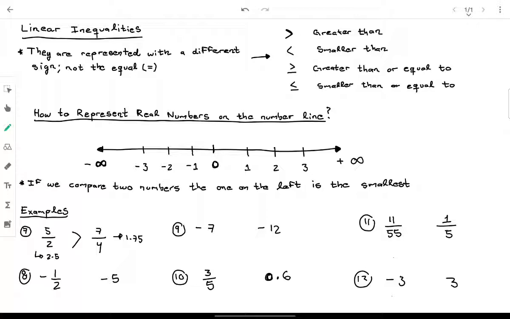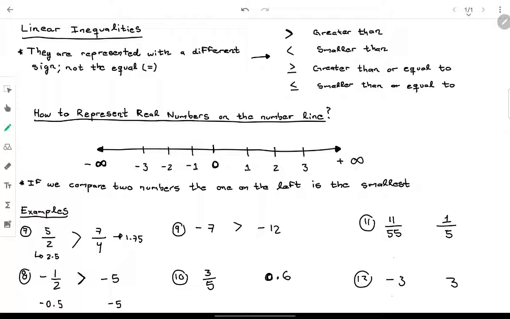What about the next one? This one has minus 0.5 and minus 5. The minus 0.5 is here and the minus 5 is here, so minus 5 is smaller. That means minus 1 half is greater than minus 5, because minus 1 half is to the right and minus 5 is to the left. What about the next one? It's something similar. We have minus 7 and minus 12. Minus 7 is here, minus 12 is here. That means minus 7 is greater than minus 12.